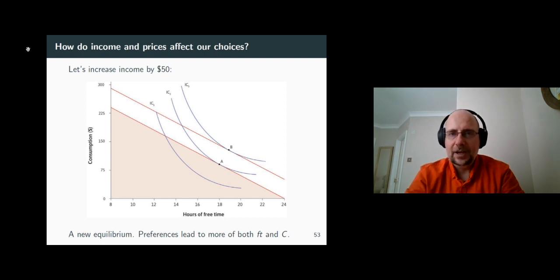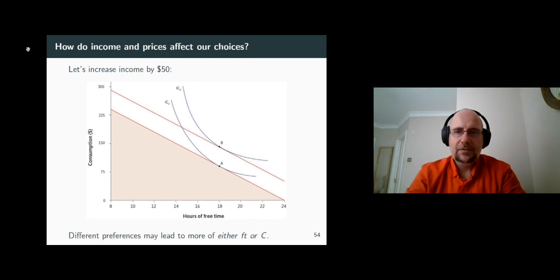Now, let's add a bit of income. When we give the consumer a bit of income, some money, no matter what, it turns out that her budget constraint has shifted outwards. This is because she can consume more even if she doesn't work. Notice what happens at 24 hours of free time. She can still consume $50 of goods and services. So the rightmost point of her budget constraint has moved up by $50.